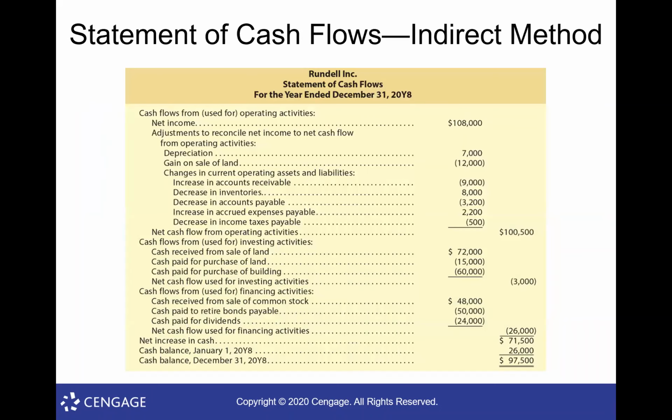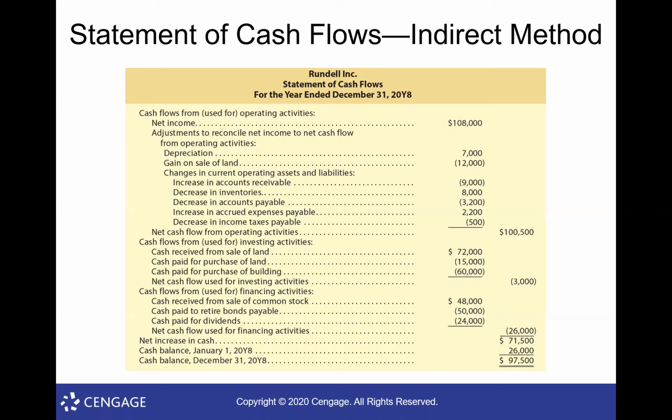So let's look at the statement of cash flows. I think sometimes by breaking it all down, it seems more confusing than it really is. So here's that operating section we started with. Started with net income of 108,000. Then we had our adjustments to reconcile net income. We added depreciation, subtracted out that gain on the sale of the land. Then we made our adjustments for the changes in current operating assets and liabilities, which gave us a net cash flow from operating of 100,500.